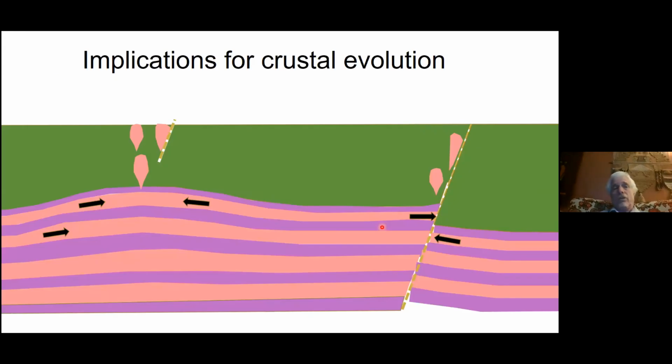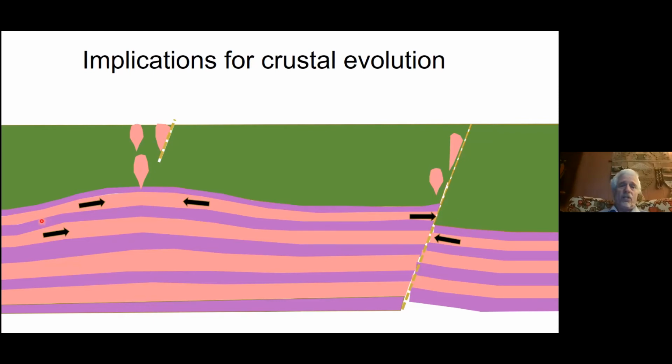So what are the implications of that for crustal evolution? Here I've drawn a schematic mid-crust high, and here's a schematic mid-crust structure. In this particular case, it's a thrust, but it doesn't have to be a thrust. It could also be a normal fault. And I've drawn some felsic batholiths that are associated with these, and how might these be associated with them?